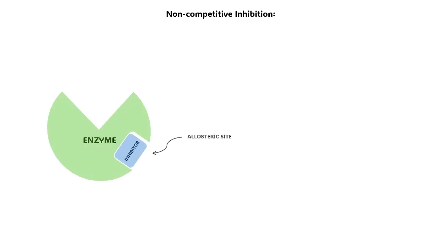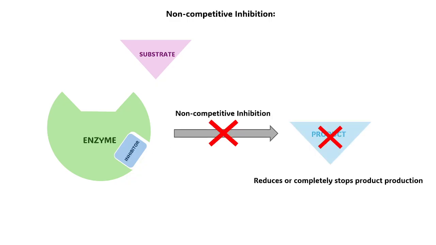Now that competitive inhibition has been explained, let's move on to non-competitive inhibition. In non-competitive inhibition, the inhibitor molecule binds to a different site on the enzyme called the allosteric site rather than the active site. This binding to the allosteric site changes the shape of the enzyme, which in turn alters the shape of the active site so that the substrate will no longer be able to fit properly. As a result, the enzyme's activity is reduced or completely stopped.